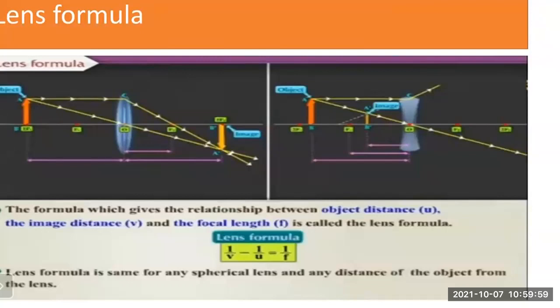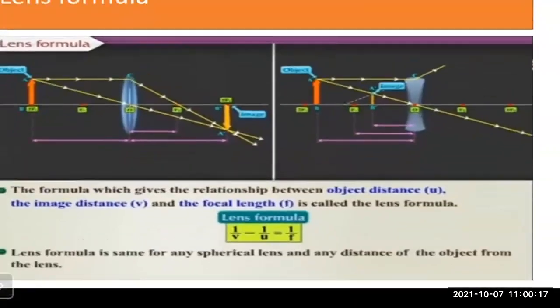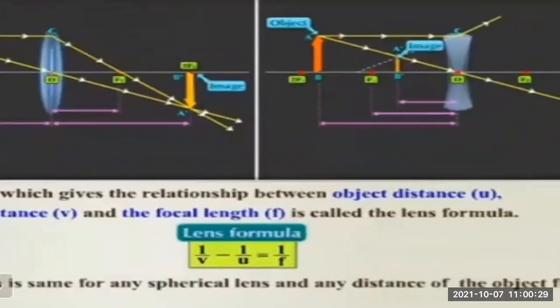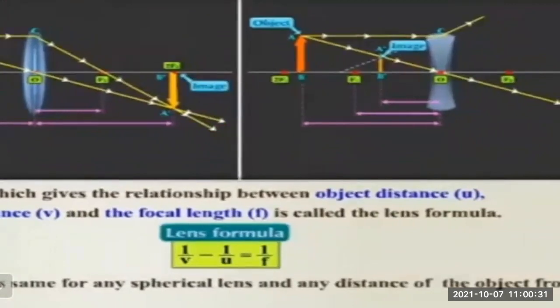So 1 upon f is nothing but 1 upon v minus 1 upon u. Got it? And one thing you need to remember: the lens formula is the same for any spherical lens and any distance of the object from the lens. So this formula is very important, students. You will require this formula to solve the numericals.